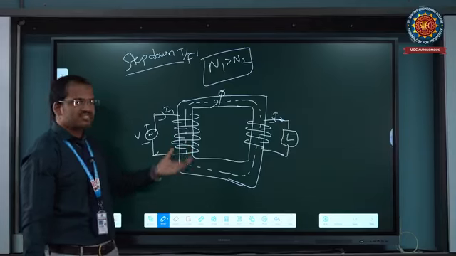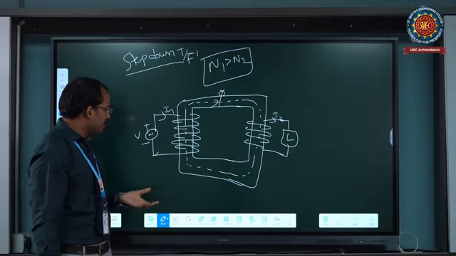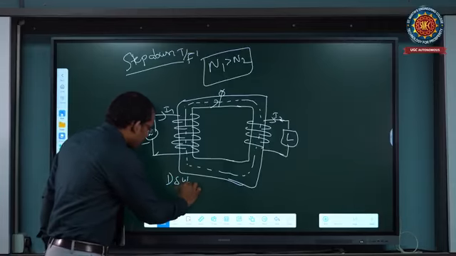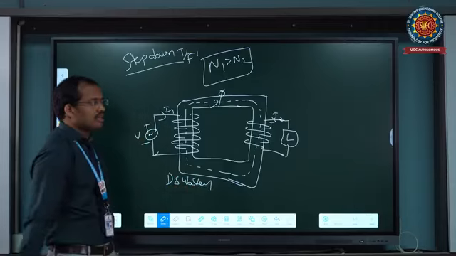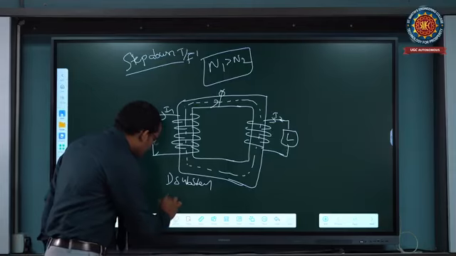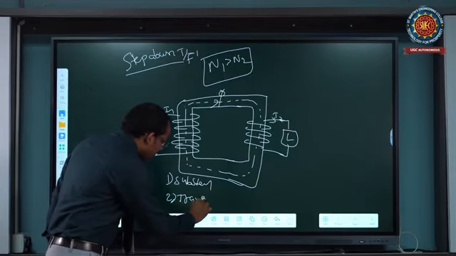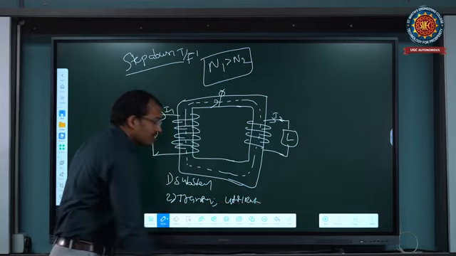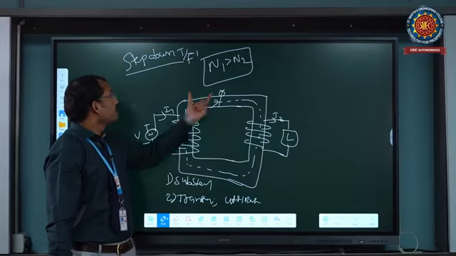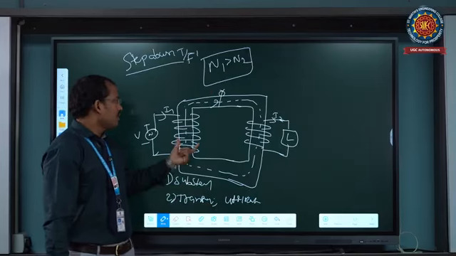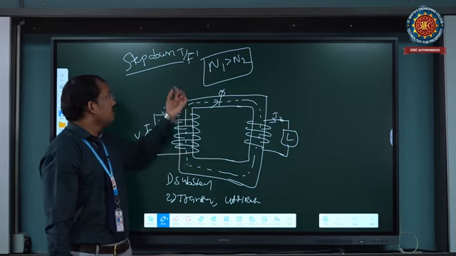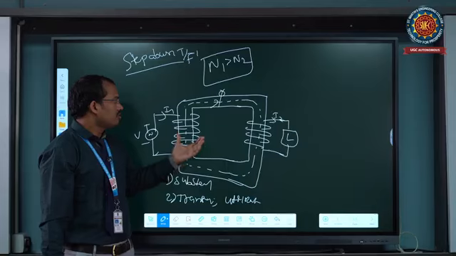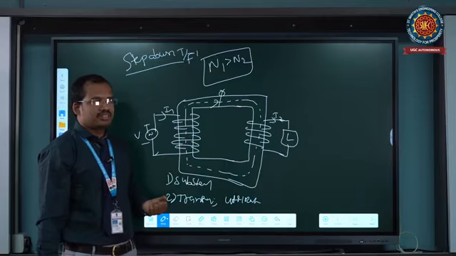What are the applications of the step down transformer? Basically, we use step down transformers at substation levels, like transmission and utilization purposes. So these are the basic diagrams of the step up transformer and step down transformer. And this is the single phase transformer.